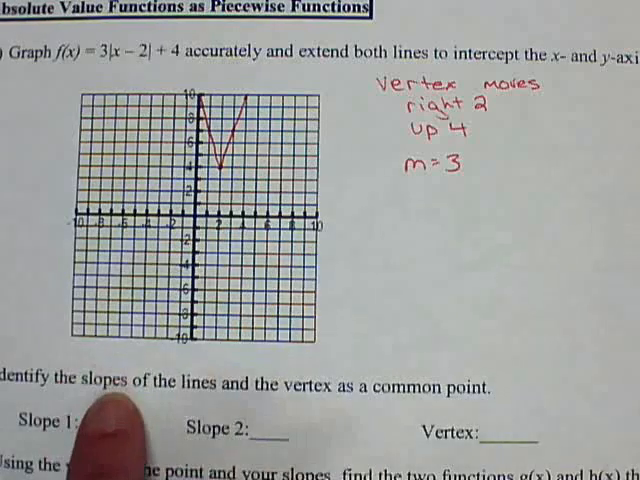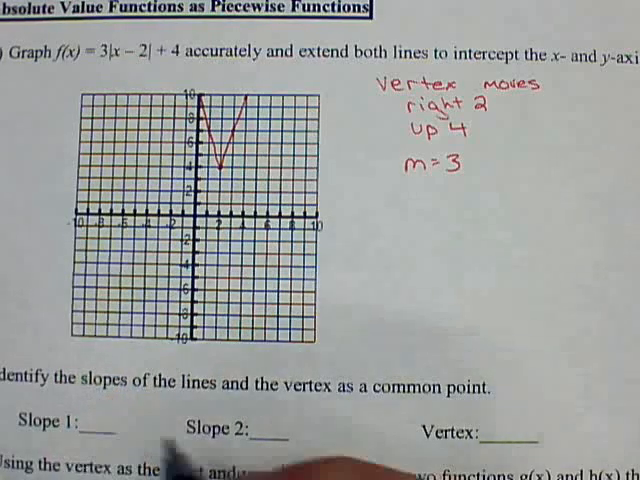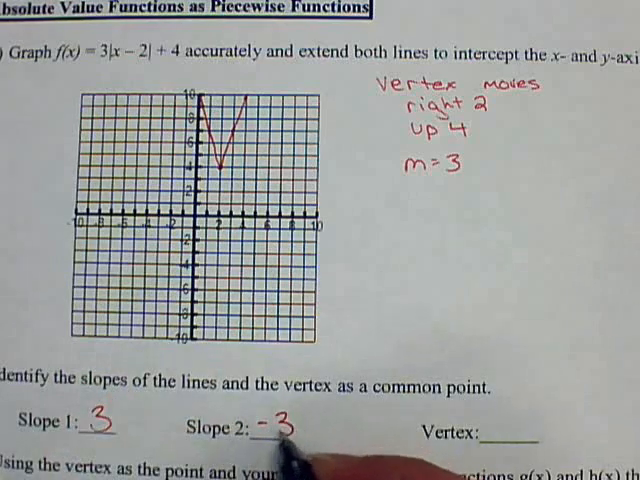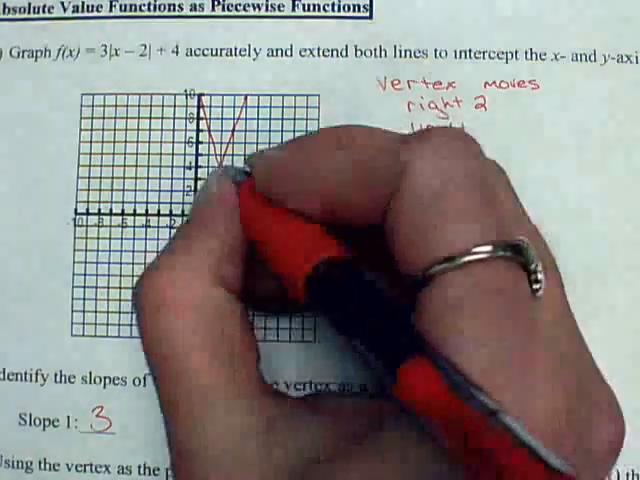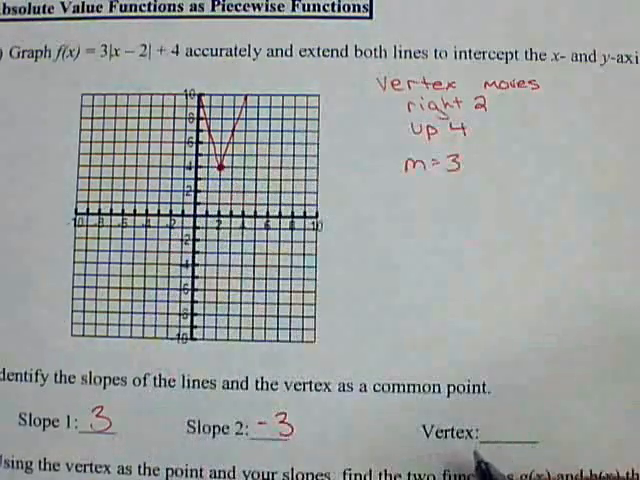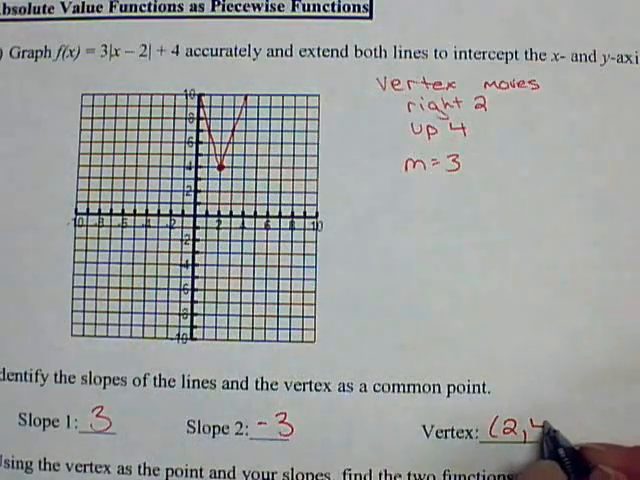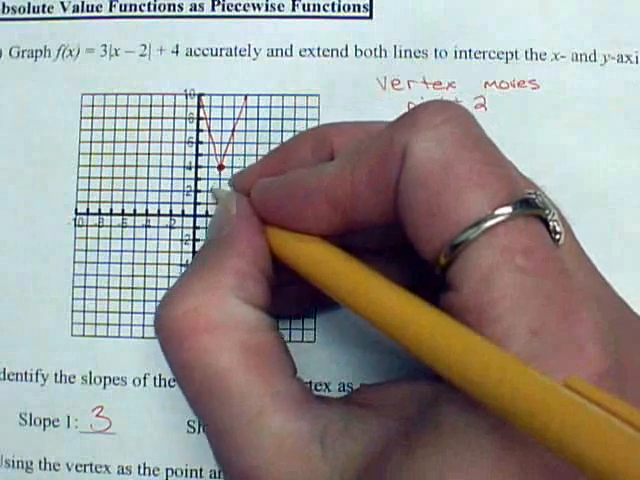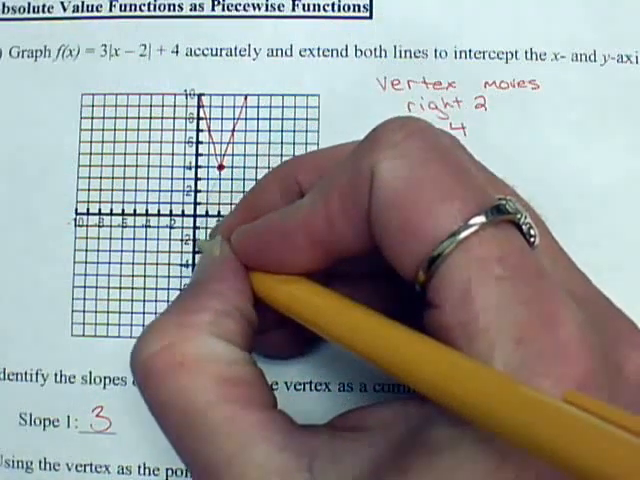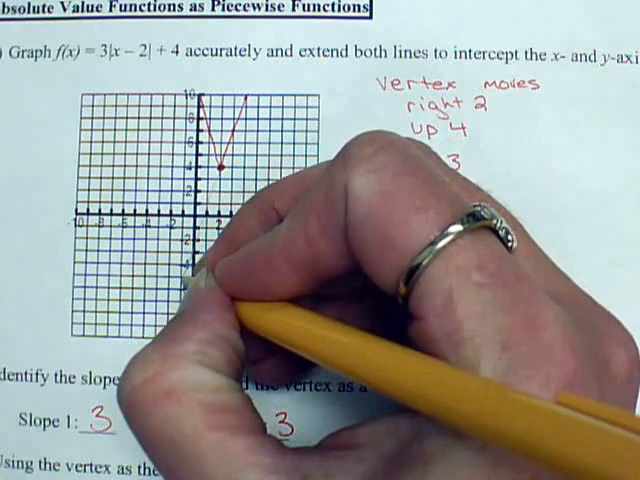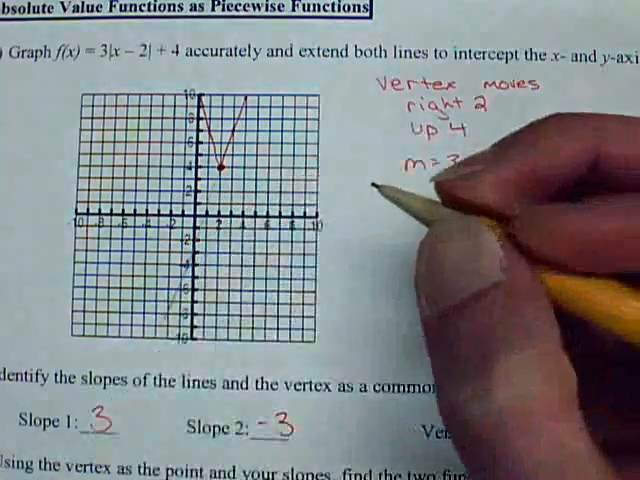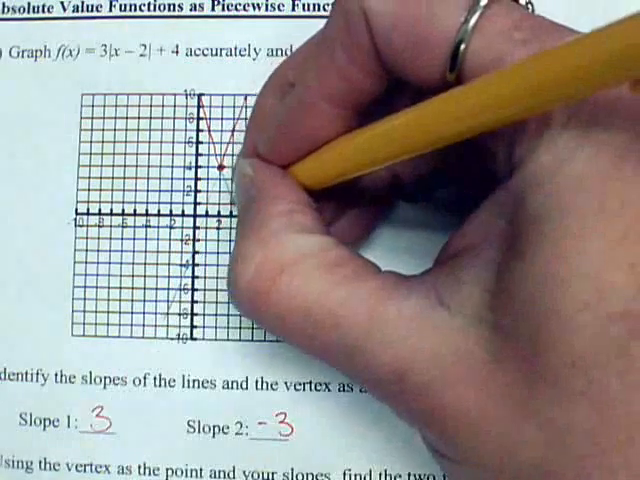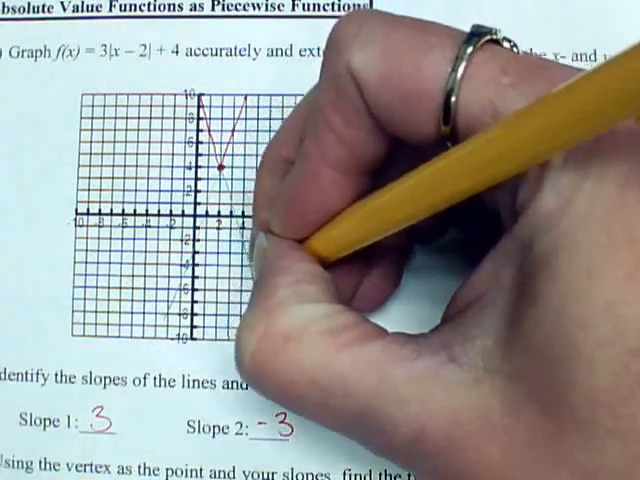Now, let's walk through this. What are the slopes? Well, one slope is 3, and the other one is negative 3. The vertex, this common point here, is the point (2, 4). Technically, what we have is really two lines put together, but only parts of them. Do you see that if I continued on, I'd have a straight line going this way, and if I continued here, I could have a straight line with a slope of negative 3 going this way.